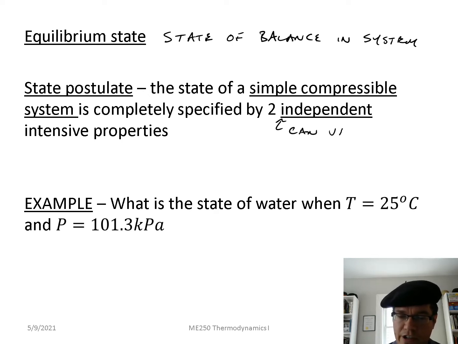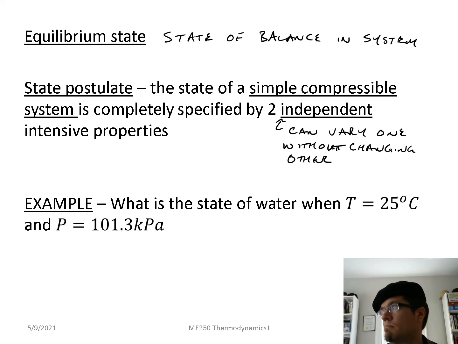Can vary one without changing the other. So for example, the air in the room, you can change the pressure, you can put it into a syringe and squeeze it, you can change the temperature, you can take that syringe and put it into hot water, and you can change the two independently. You can't, for example, vary specific mass and density independently. As you change one, the other one has to change because one is the inverse of the other.